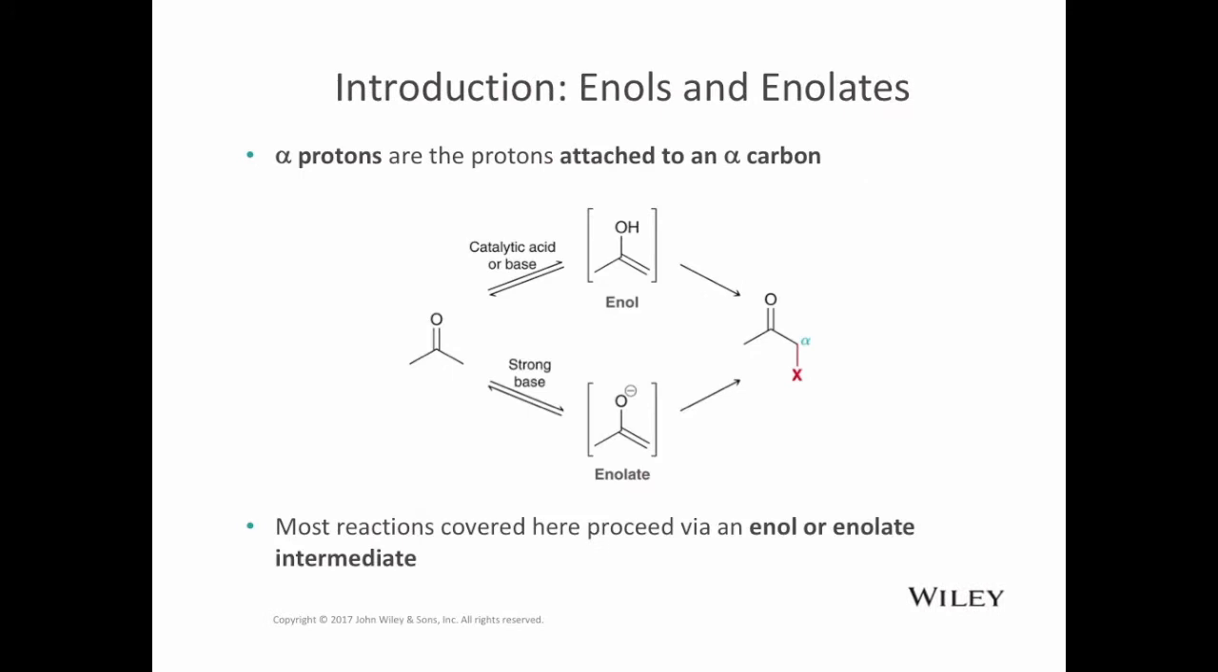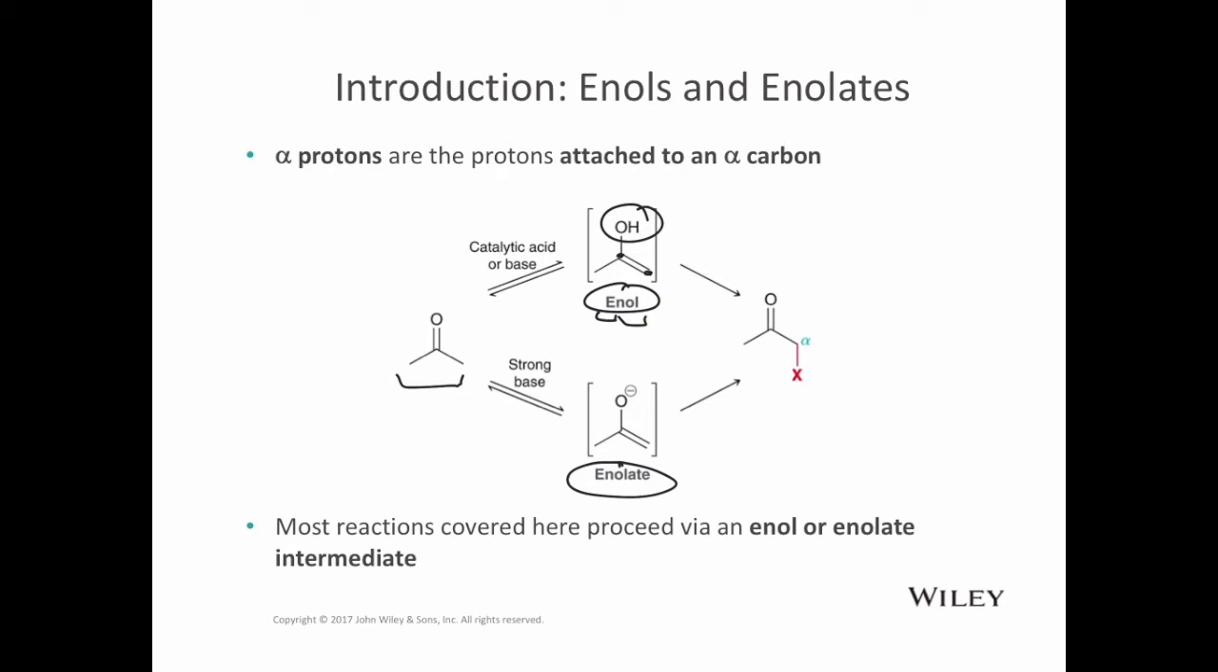Alpha protons are the protons attached to the alpha carbon. And when I use the word proton, I mean hydrogen. So here, if we start with this ketone, acetone, we can convert that into something called an enol, or we can convert it into something called an enolate. So the word enol, E-N-O-L, indicates that there's a carbon-carbon double bond, that's where the "en" comes from, and an alcohol group, that's where the "ol" comes from. The enolate is simply the enol, but it's been deprotonated.